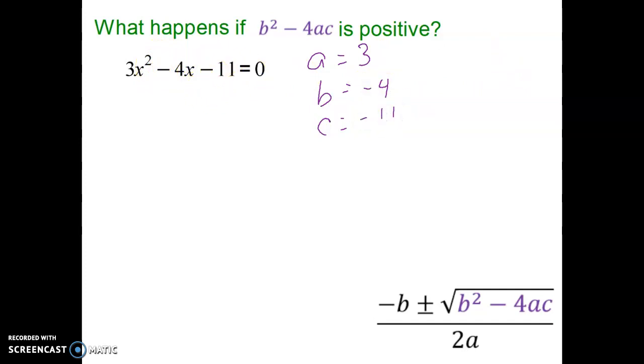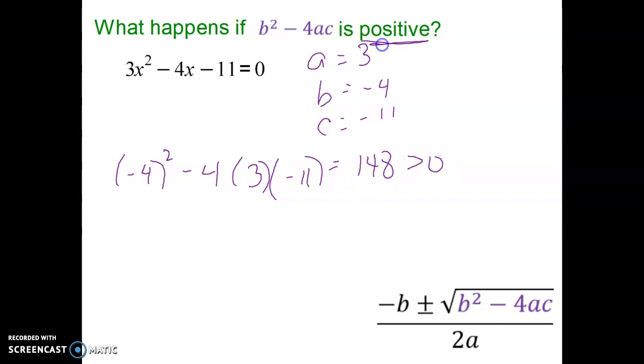Okay, let's substitute that into the formula. So b squared, I've got negative 4 squared. And it's really important that that negative 4 is in parentheses. If you do not put it in parentheses, when you go to put this in your calculator, you're going to get the wrong answer. So be really careful to put that in parentheses. Negative 4 is part of the formula. A is 3, and c is negative 11. When I type that into my calculator, I get 148, which is greater than 0, so it's positive.